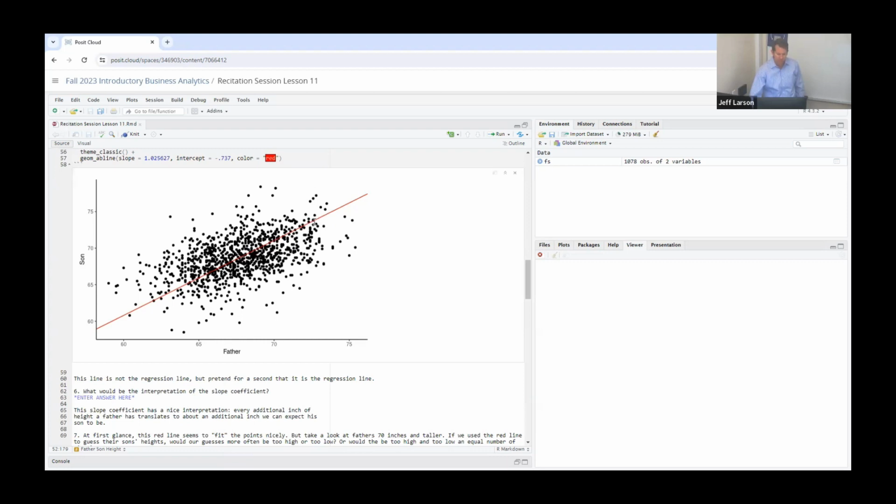If we take a tall father and we guess their son's going to be about the same height, maybe an inch taller, like the mean is shifted up, that's a really bad guess. We're over predicting their height, right?